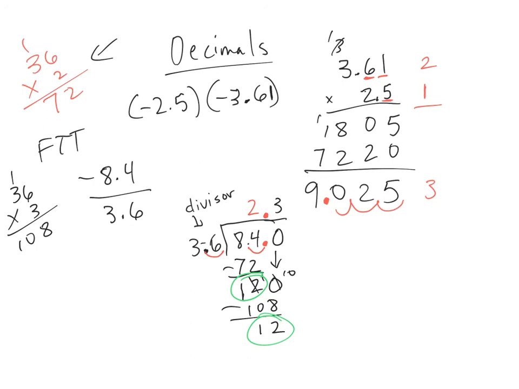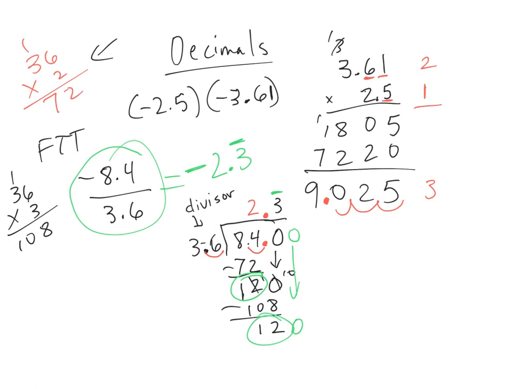So that means that I'm going to bring down another 0, and I'm going to have 120 again, and I'm going to get another 3. So at this point, it repeats. So this right here is equal to, 1 negative is negative, 2 is positive, negative 2.3 repeating.